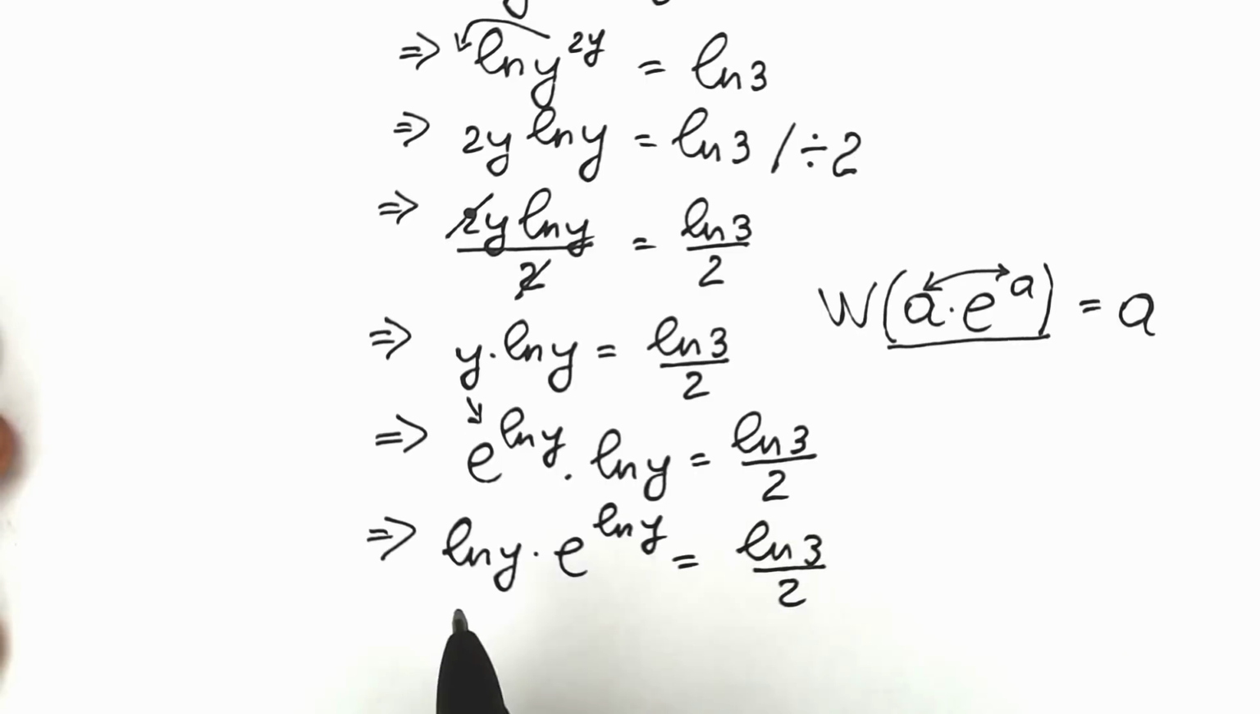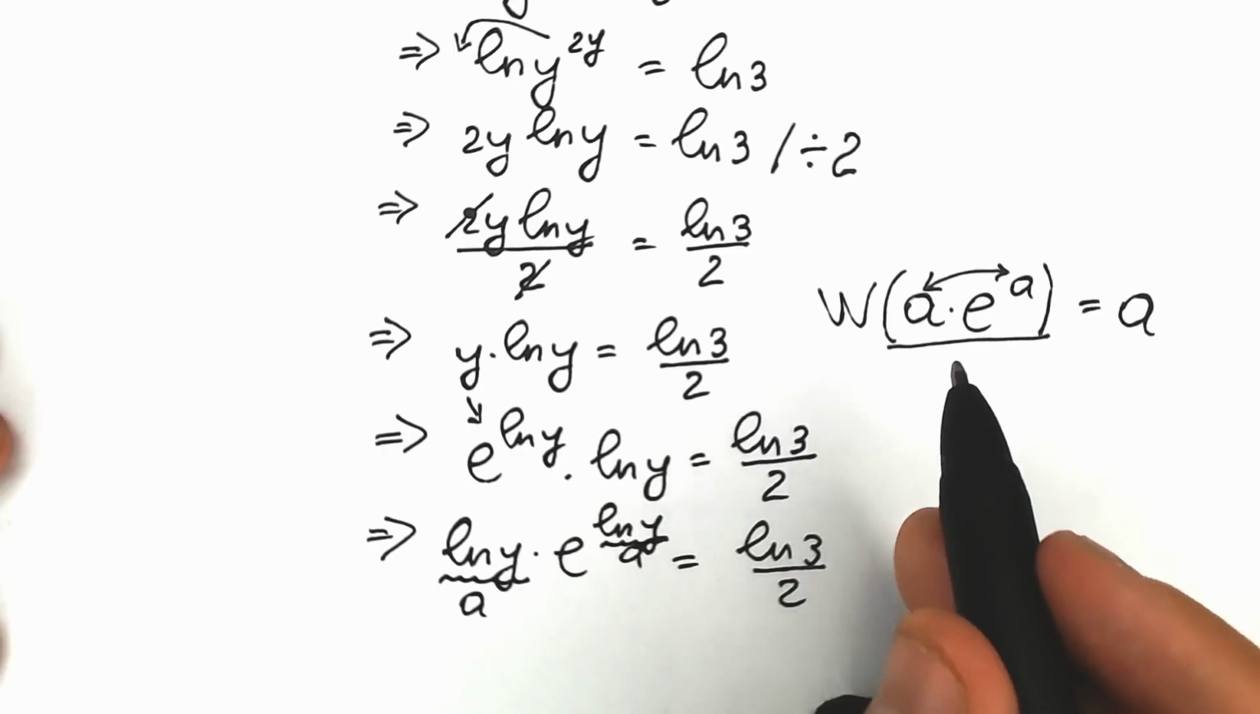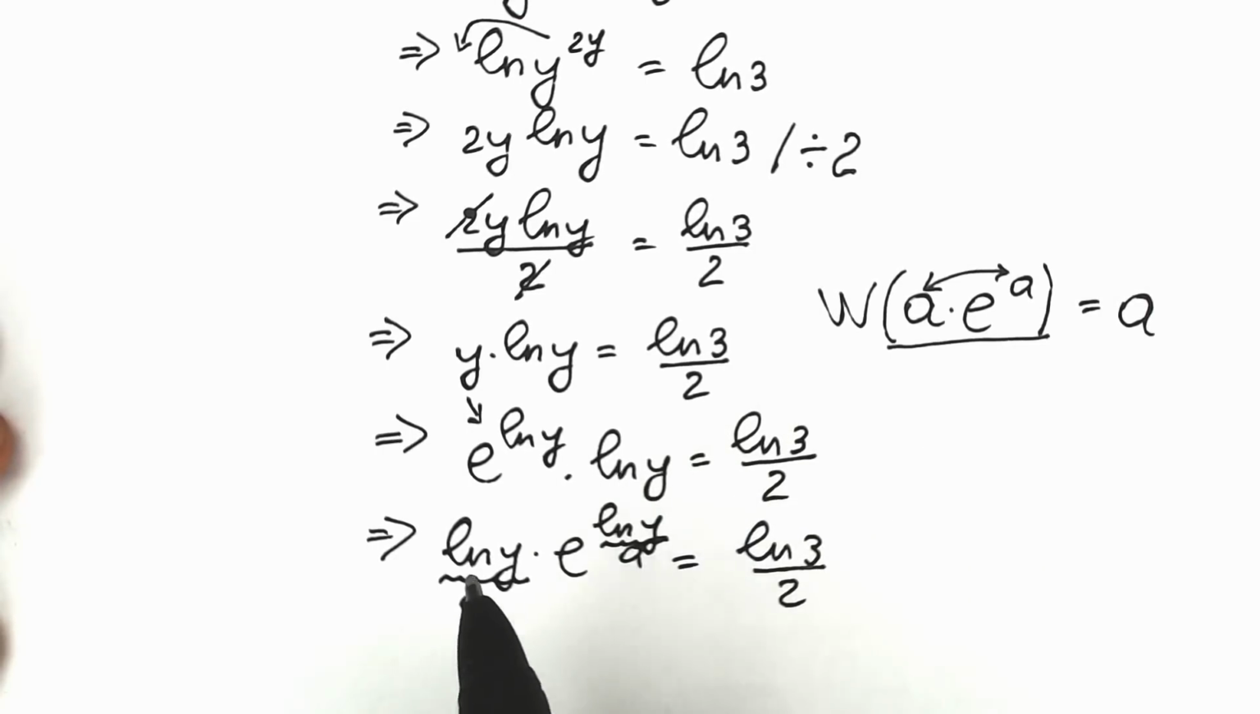And right now let's look closely at what we have right here. For example, this natural log y, this is our a. And we have the same expression right here. So this natural log y is also a. And we have our case a times e to the power a. So we can easily apply this Lambert W function. So this is a very easy expression for us to apply the Lambert W function because we have everything right now.